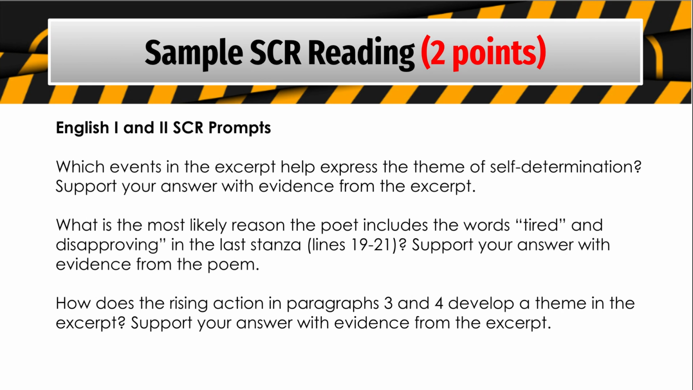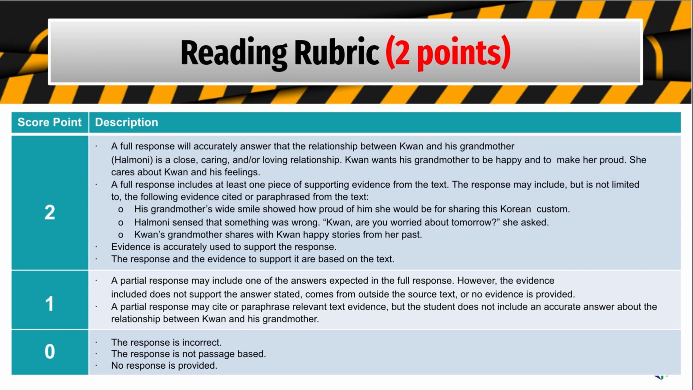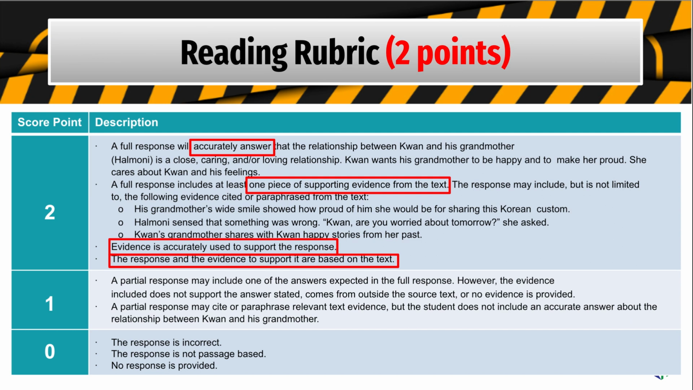In the Reading SCR rubric, to earn the full 2 points, you will need to do 4 things. Accurately answer the question, include at least 1 piece of evidence from the text, choose evidence that accurately supports the response, and base your response and evidence on the text.